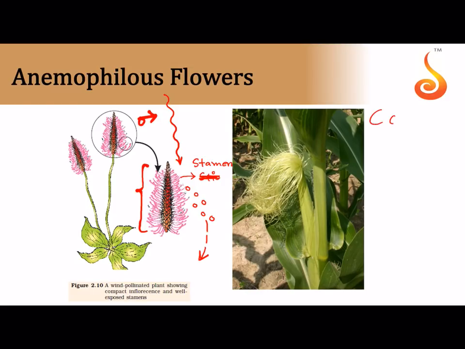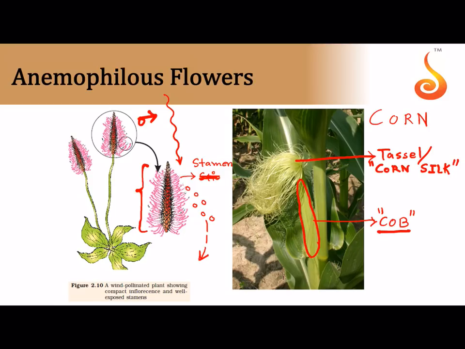Now this is in the case of corn or maize. This is the female flower of the corn. See how compact the female flower is? Such a female flower is called a corn cob. And the stigma of all the flowers is bundled into a silk-like structure which is called a tassel, or corn silk. See, all the female flowers are arranged in the form of a cob and all their stigma form a bundle on top, a hairy mass which is called tassel or corn silk.